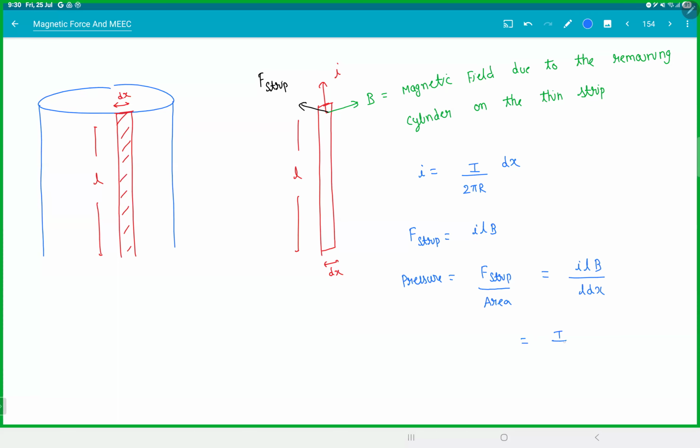Substitute all the values here. That will be I by 2 pi r. L will cancel. Dx also will cancel. I end up with I B by 2 pi r. And B is nothing but mu naught I by 4 pi r. So we get mu naught I square by 8 pi square r square. That's your pressure, everyone. If you have not taken that half ka thing, you would have got mu naught I square by 4 pi square r square. That option will be there.